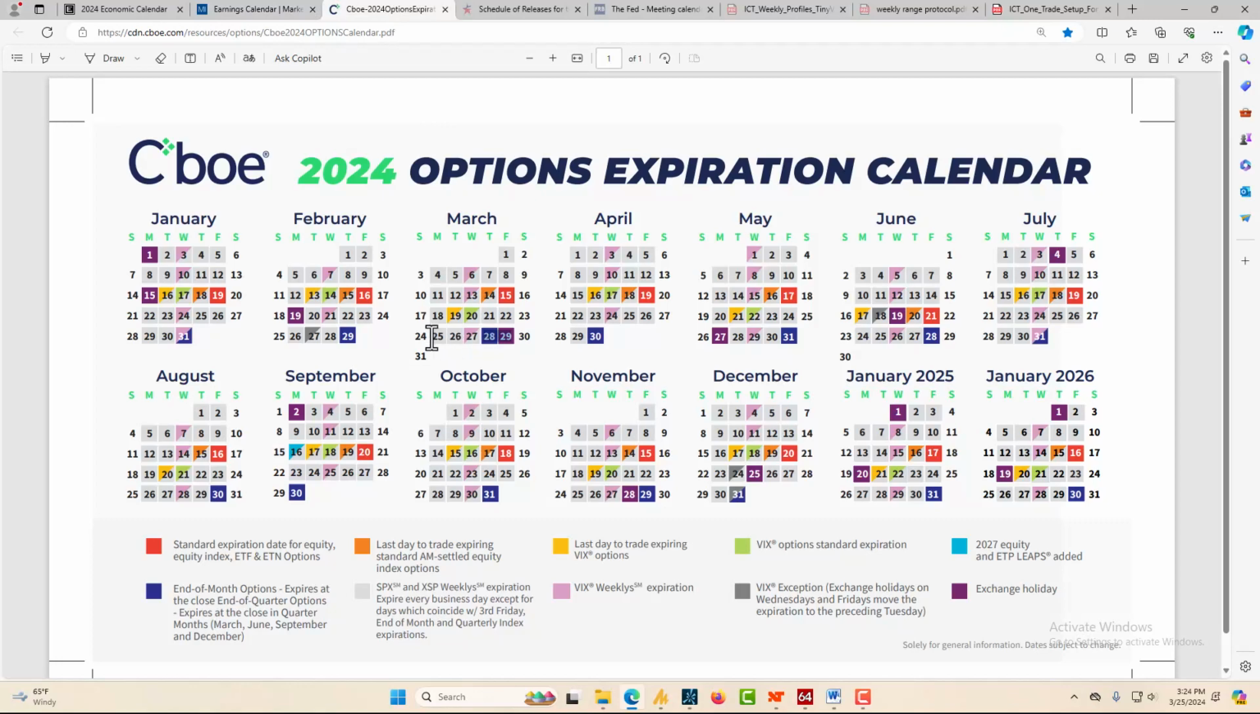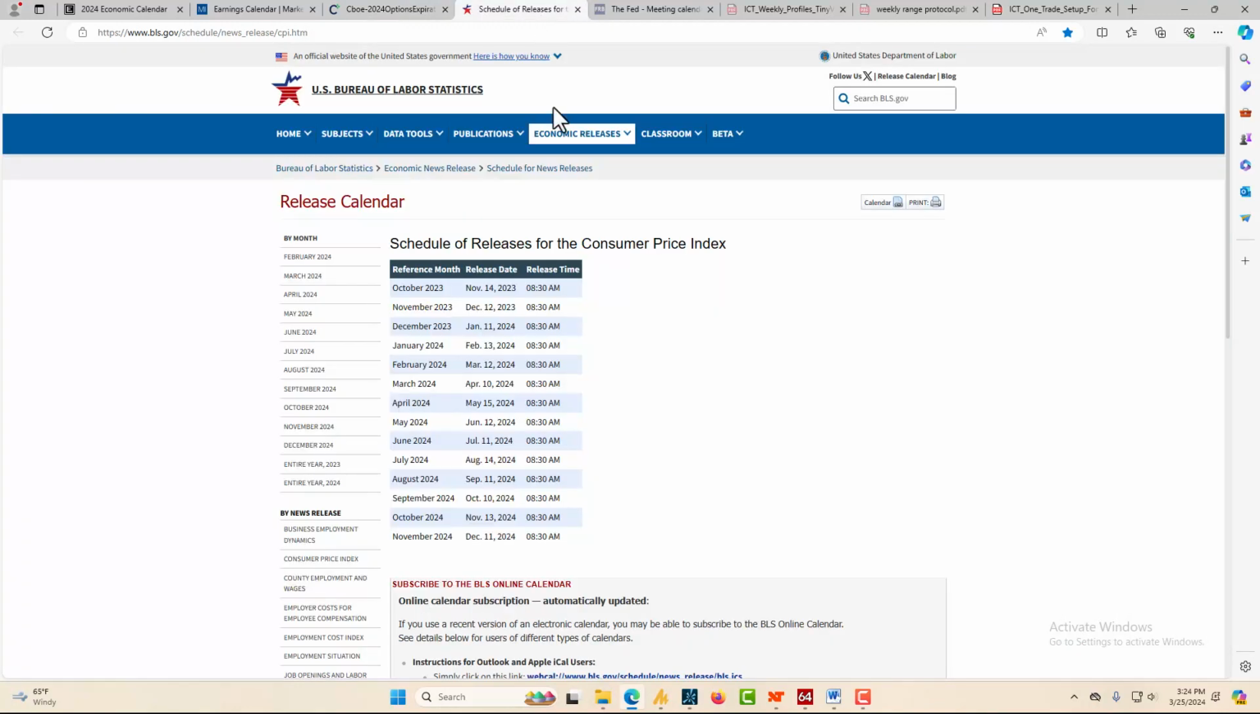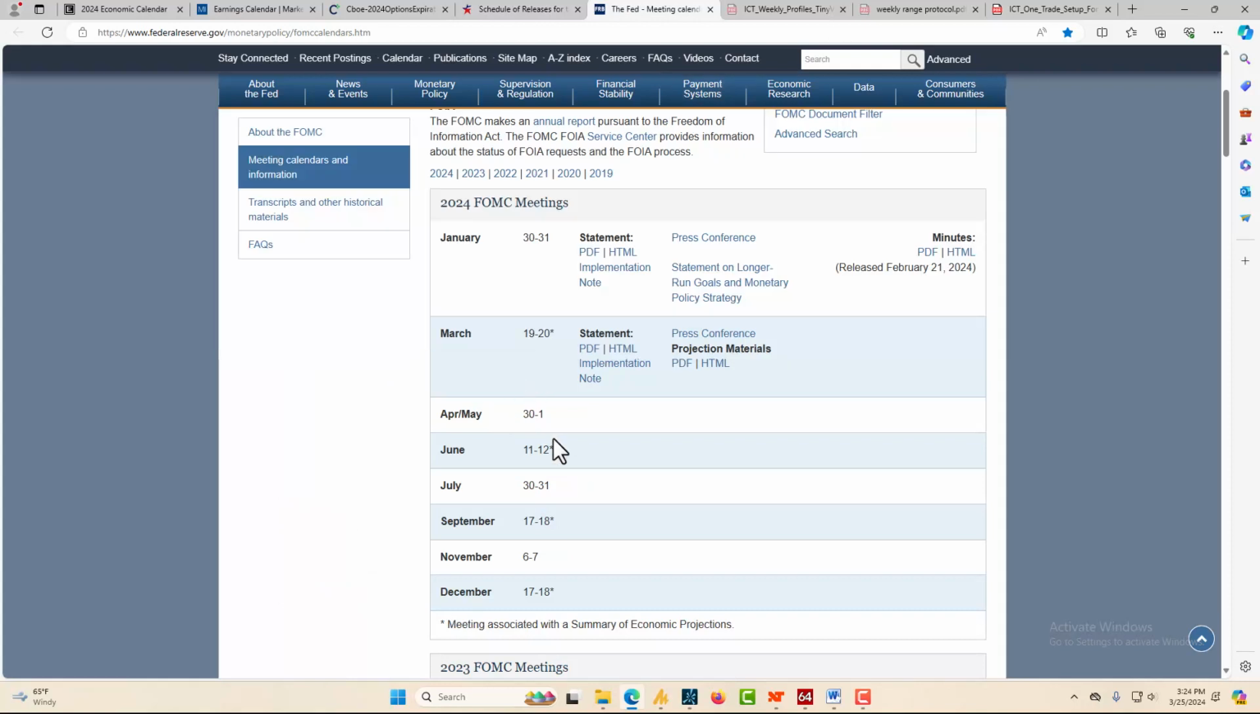And also it's the last month, March, and we have end of month option expiration and also end of quarter in March. So it's huge right there. For CPI, we don't have anything until next month, April 10. FOMC we just had last week, so we don't have anything until April.